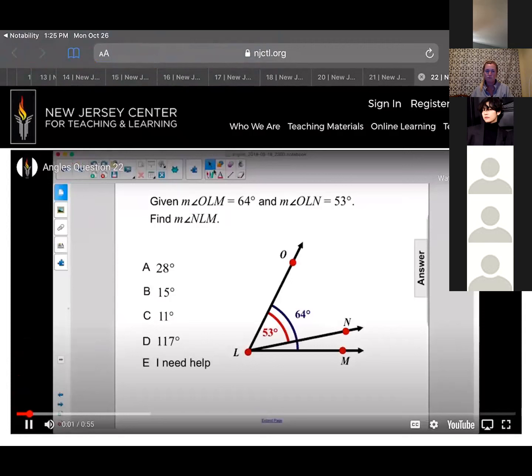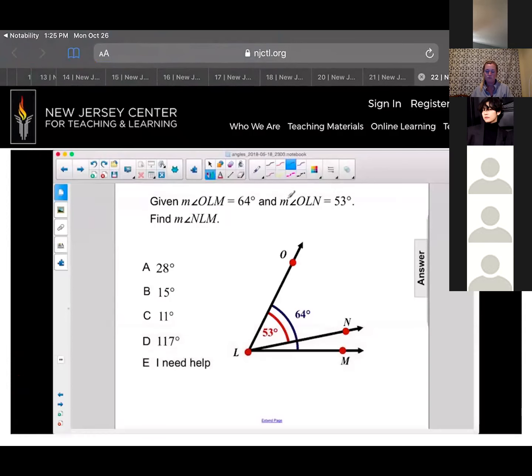Given that the measurement of angle OLM equals 64 degrees, so that would be the large angle here. The large one is 64 degrees. And the measurement of angle OLN equals 53 degrees here. Find the measurement of angle NLM, which is just this little portion here.